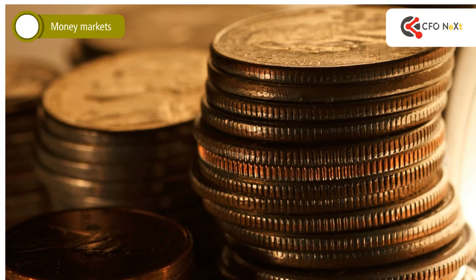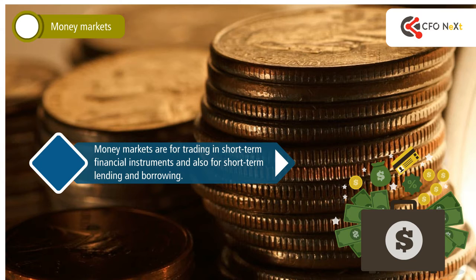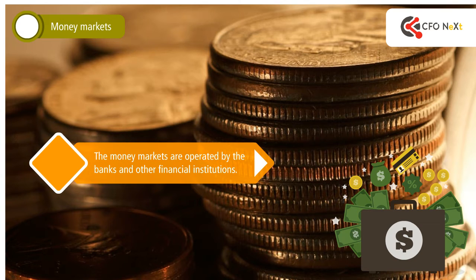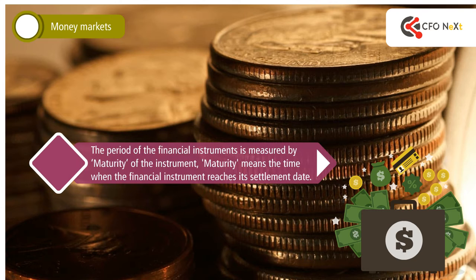Money markets. Money markets are for trading in short-term financial instruments, and also for short-term lending and borrowing. Therefore, the money markets are operated by the banks and other financial institutions. The period of the financial instruments is measured by maturity of the instrument. Maturity means the time when the financial instrument reaches its settlement date.